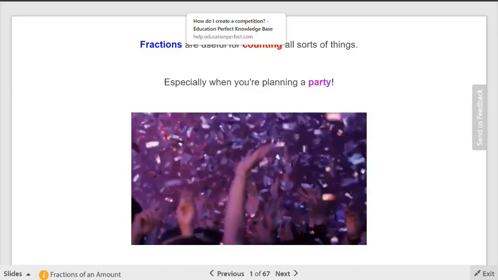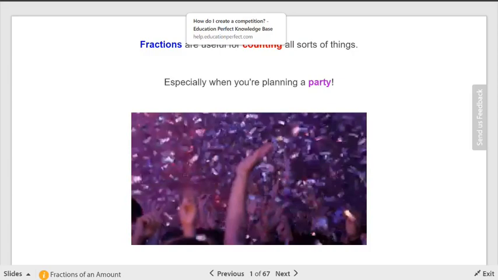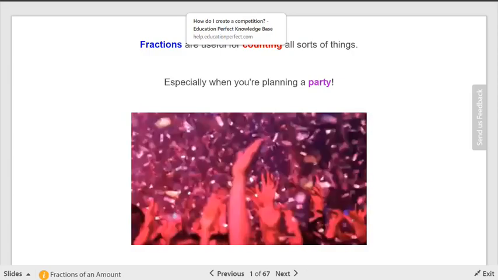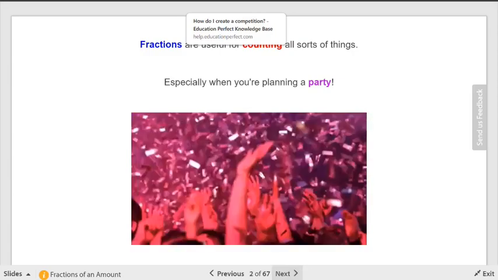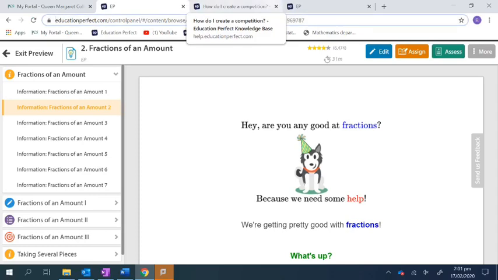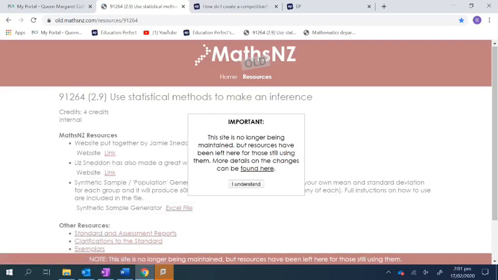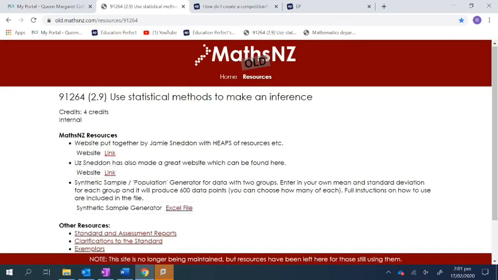Fractions are useful for counting all sorts of things. I don't know why that competition there. Especially when you're planning a party. Okay, well, of course. Why not? All right, here we go. Why is that thing on there? Just pull it out. Yay, the dog's having a party. There, let me try it now. Nope, I'm going to go to competition. I understand. Poor me.